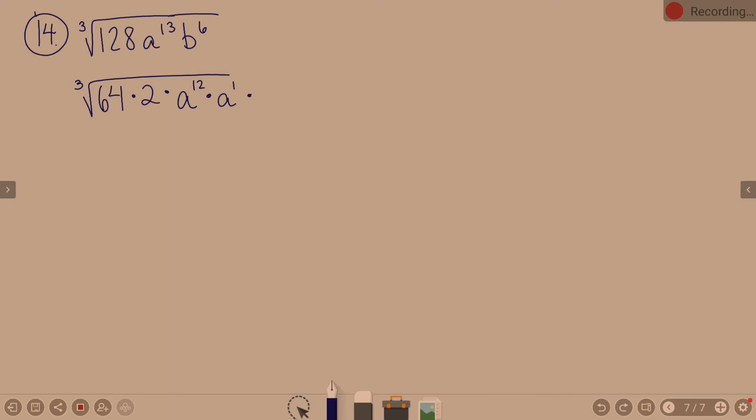And we've got to consider b's. b to the 6th. Can I take the cube root of b to the 6th? Yes, because 6 divides by 3. So b to the 6th, I'm just going to leave for right now. Okay. What is the cube root of 64? 4. So what do I do with that 4? It goes outside. Can I do the cube root of 2? Nope. So where is that going to go?